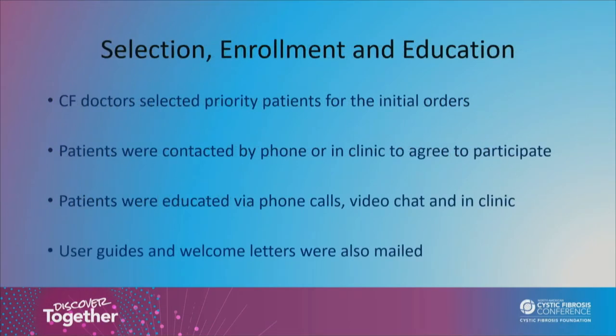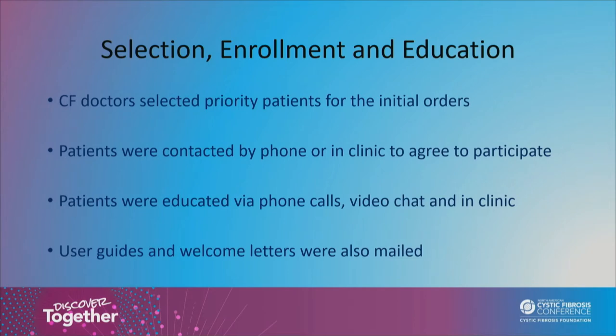Selecting and enrolling our patients. Our CF doctors selected priority patients. We had a lot of meetings. Our center has 350, give or take a few patients. So all of the doctors had patients that they wanted to have spirometers, and we looked at those, and we considered priority patients. That's a big, important-sounding word, but it really runs the gamut of what different doctors wanted these spirometers for.